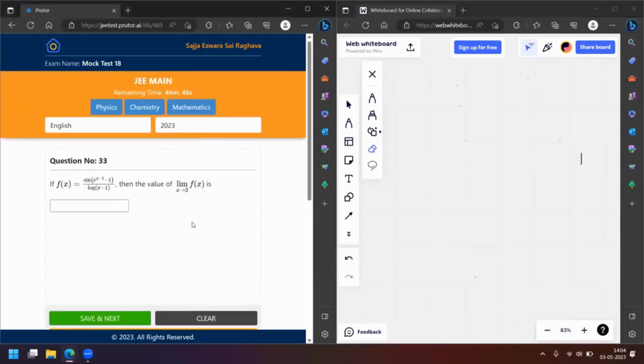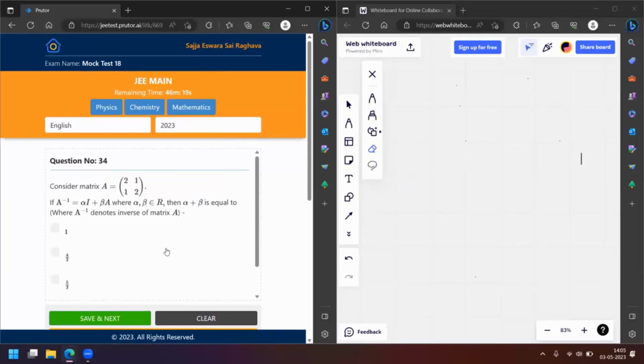f of x is equal. So this is also we have to find. Again, we will get it in 0 by 0 form by substituting in the equation. So we have to use the L'Hospital rule again to find the f of x.